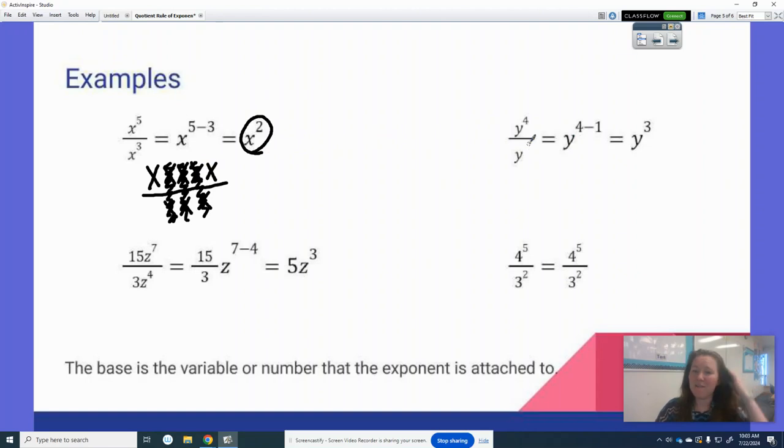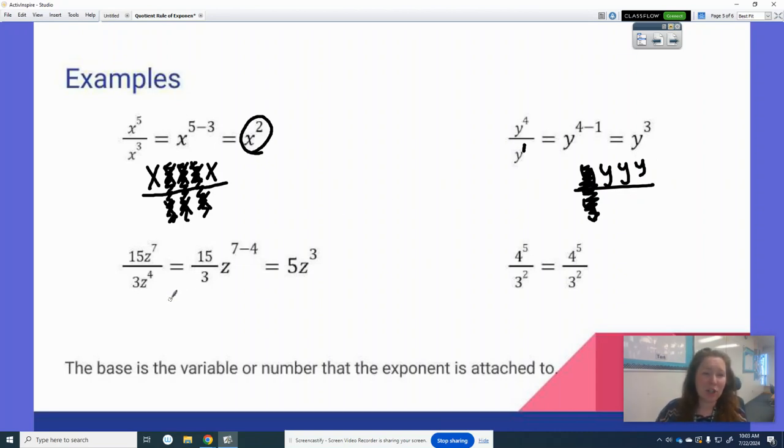Over here we have an invisible exponent. It's an invisible 1. And the reason that this still works even though the exponent is invisible is because we've got our 4 y's on top and we have a y on the bottom, so it counts as 1 y. Those cancel out, those divide out, and we have 3 y's left.